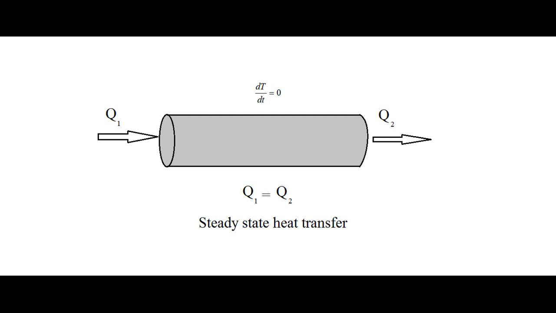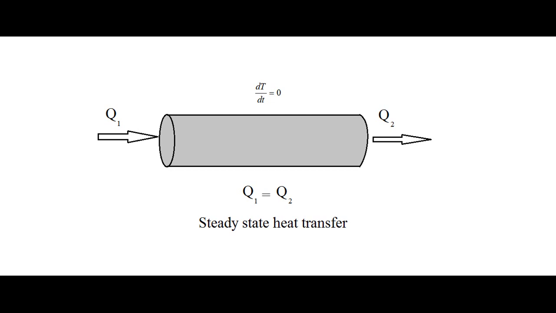Steady state heat transfer mechanisms are those heat transfer processes in which heat transfer takes place through some system, but there is no temperature change of the system with respect to time. For example, suppose a metal rod is taken and from one end of the metal rod heat is entering inside and from the other end heat is coming outside.